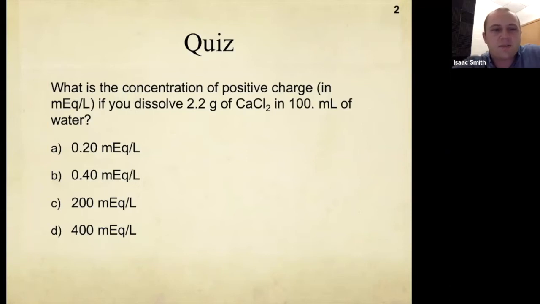All right, so the question says, what is the concentration of positive charge in milliequivalents per liter, which is usually the units that you'll see for these problems, if you dissolve 2.2 grams of calcium chloride into 100 mL of water.